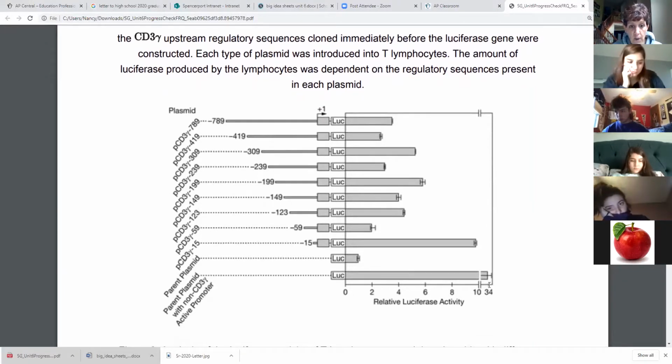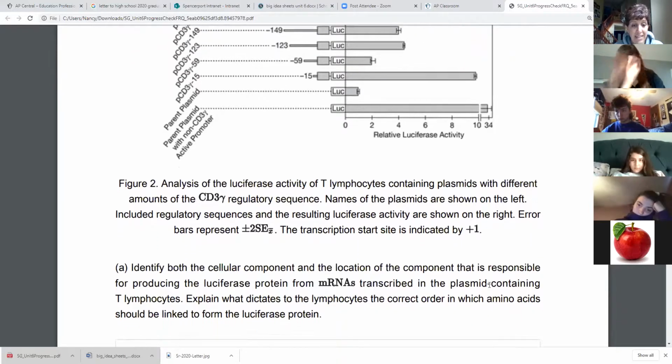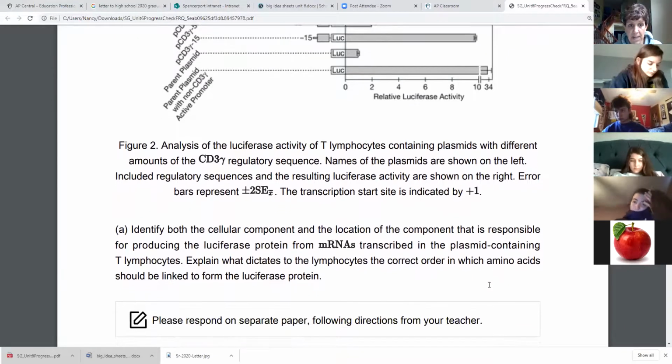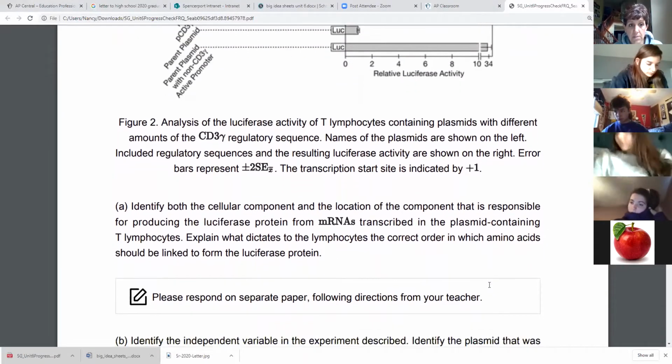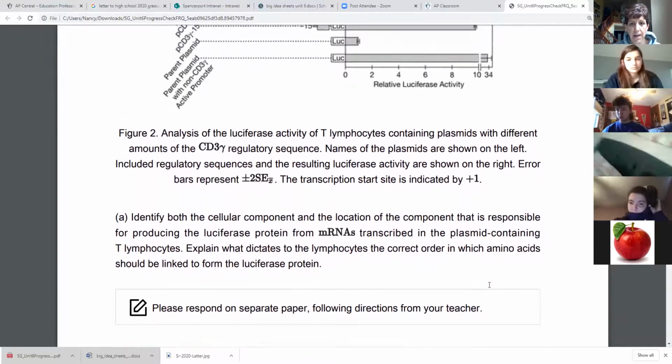So if I look at this quick, I look down here and go, all right, the parent plasmid made the least, and this one down here, the parent plasmid with no promoter on it, made the most. So I have this different range of how much luciferase, how much it worked or didn't work. All right, analysis of the luciferase activity containing plasmids with different amounts. Names of the plasmids are shown on the left, included regulatory sequences are shown on the right. Error bars are plus or minus 2 standard errors, and the transcription start site is indicated by +1.